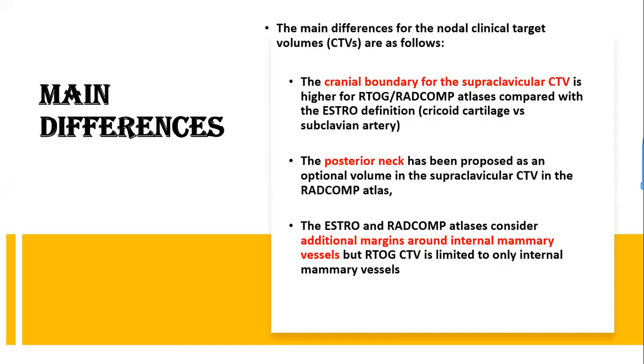So we have discussed what are the differences in the supraclav, axillary lymph nodes, and the IMN channel. So what are the main differences that are important in our clinical practice? It is that the cranial border of the supraclav in RTOG is at a higher level, at the cricoid cartilage, whereas in ESTRO we will end it at the subclavian artery. Again, the posterior lateral portion of the supraclavicular region, which RADCOM guidelines have given as an optional volume, is again a major difference.